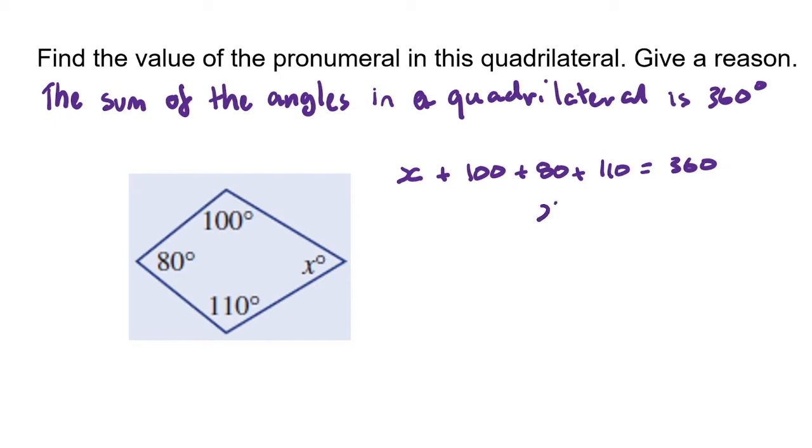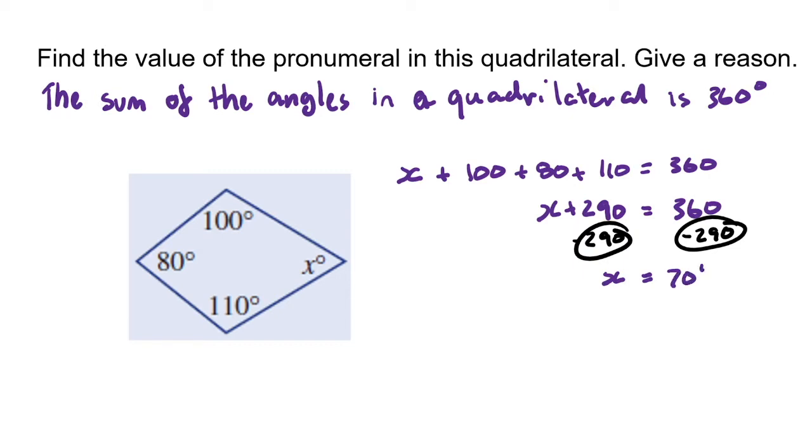So we've got now x plus 290 is 360. And we also know that if we take 290 away, we're going to get just x, and then we're going to get our answer of 70. So x equals 70 degrees. So that one's a nice straightforward one for us. Don't forget to use your algebra skills in these problems.